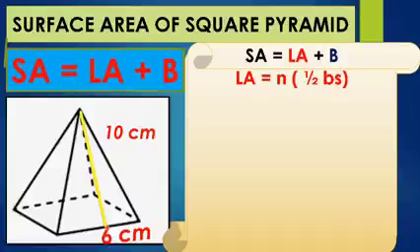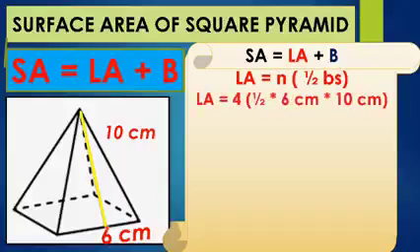So again, in square pyramid, apat po yung lateral faces. So our N here is equal to 4. So papalitan natin ng 4 yung N because we have 4 lateral faces in square pyramid. Our base is equal to 6 centimeters and our slant height is equal to 10 centimeters. Okay? That is by substitution.